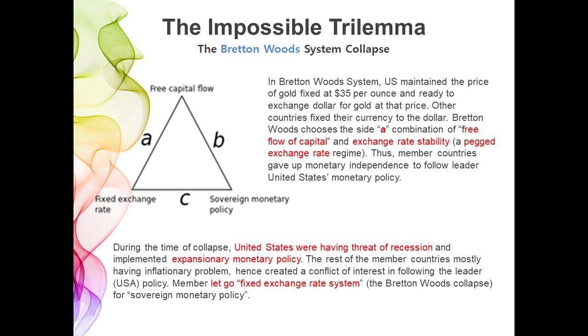During the time of collapse, the United States was facing a threat of recession, and implemented expansionary monetary policy. The rest of the member countries were mostly having inflationary problems, hence creating a conflict of interest in following the leader, the United States, policy. Members let go of the fixed exchange rate system, which implied the Bretton Woods collapse, for sovereign monetary policy.